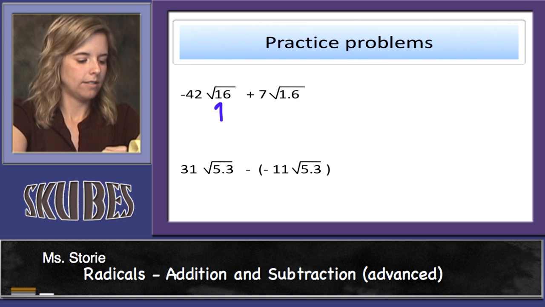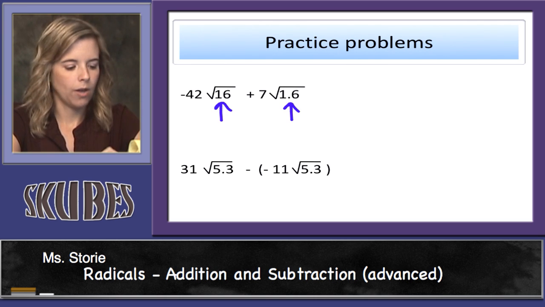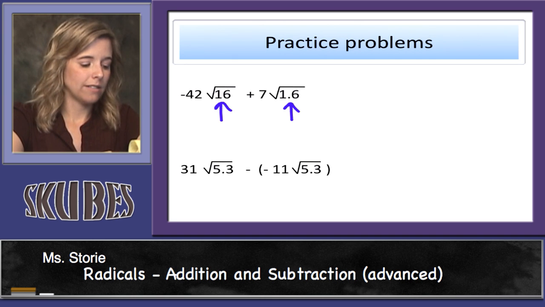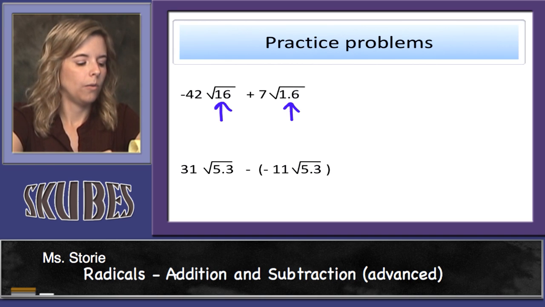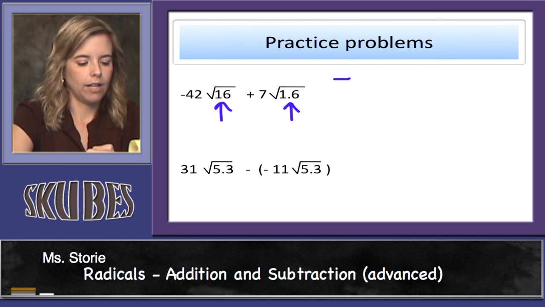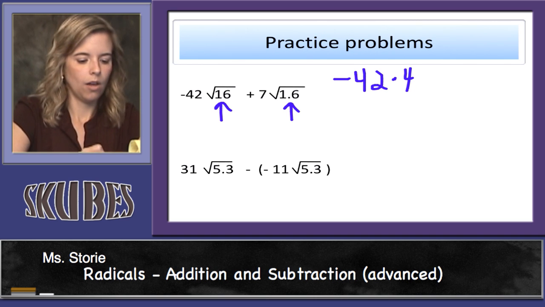All right. Take a look. You have 16 and 1.6. Are those the same? No. Same numbers, but the wrong decimal places. However, they're not fully simplified, so we can't stop just yet. Isn't 16 a perfect square? Wouldn't that be 4? So you're going to have negative 42 times 4, which is going to end up being negative 168.